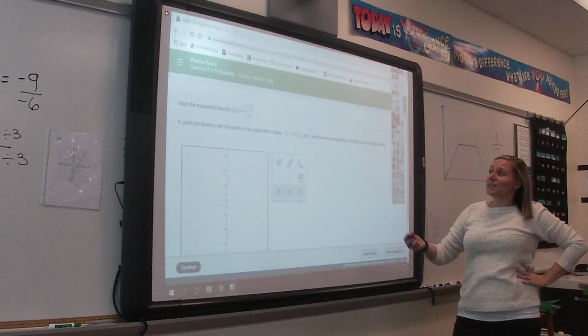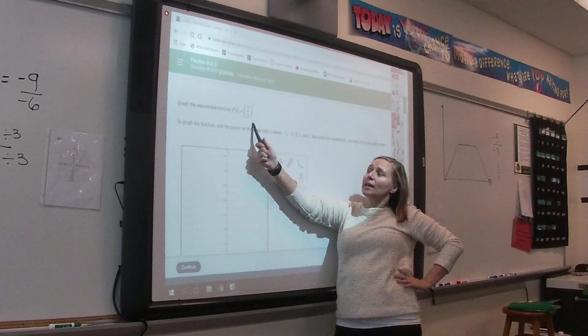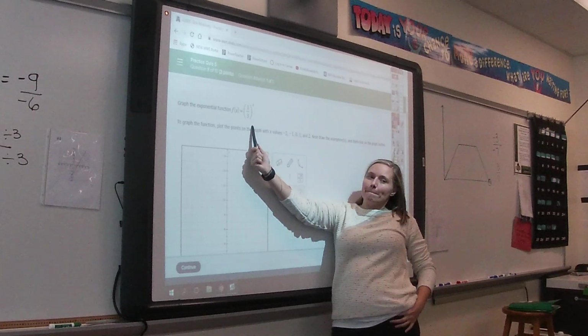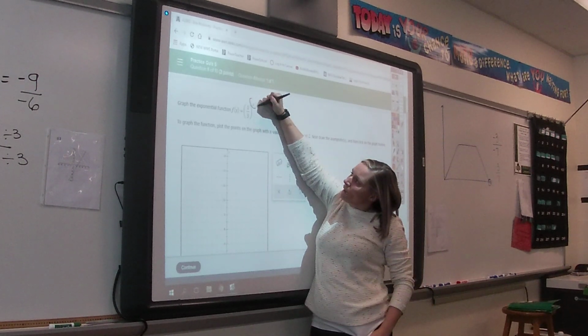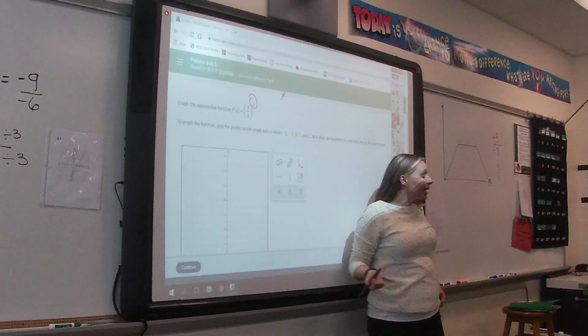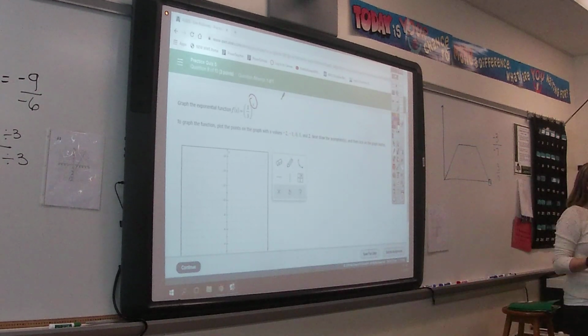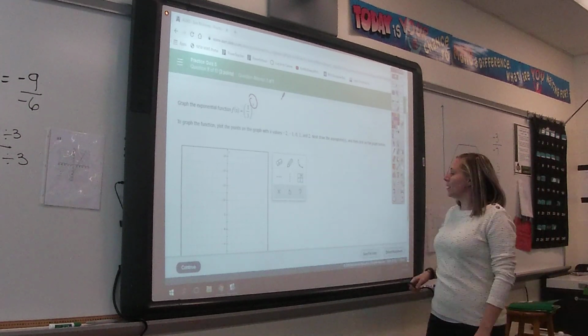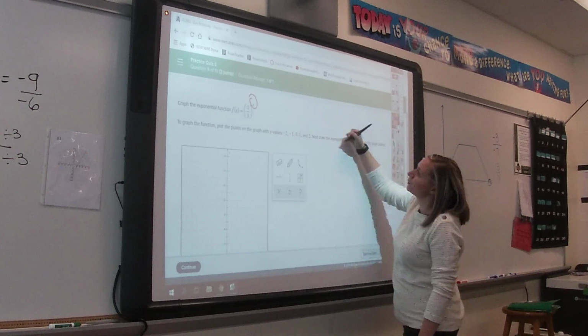Number 8, it's telling you what values to plug in. Is this linear, quadratic, or exponential? What's this right here? Exponential. The exponent is x, so that's exponential. So what does our graph need to look like? A swoosh. A swoop? Okay, so you plot the points and then click it and it will put the rest in there.